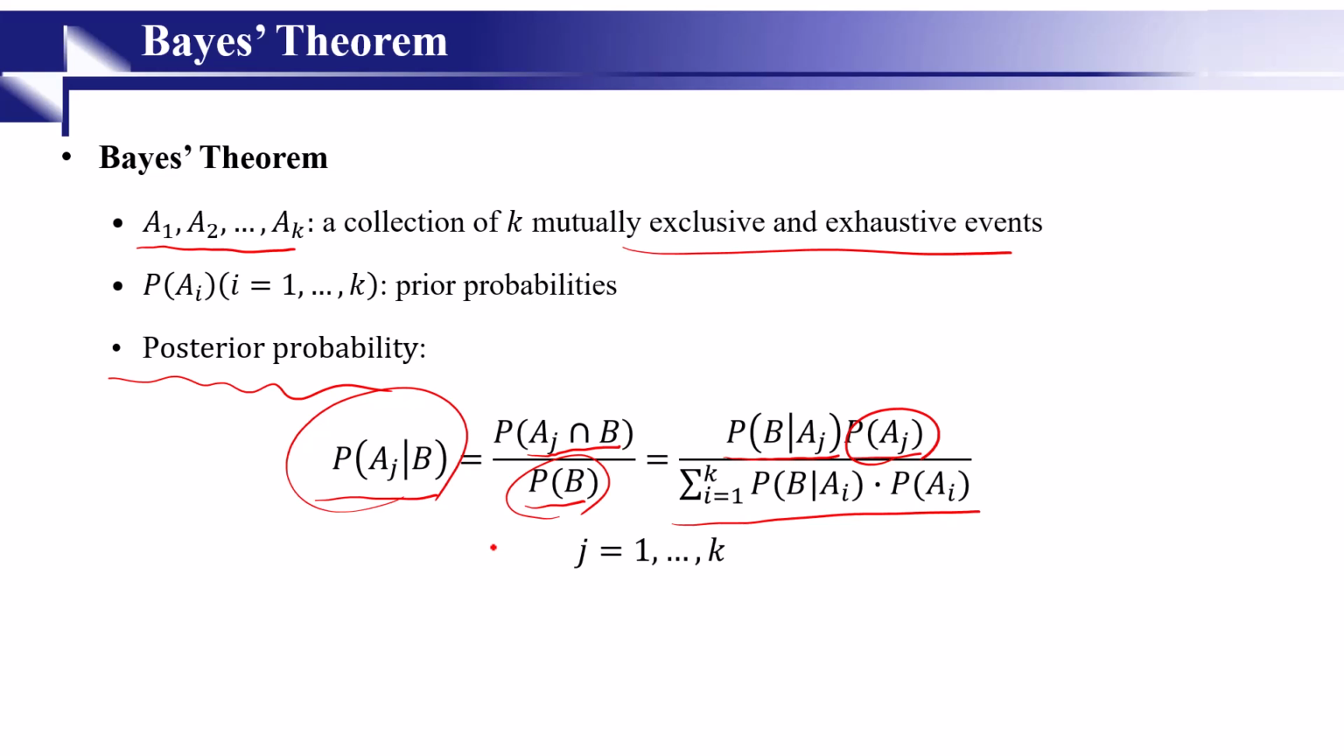It's like detective work. Given the evidence B, what is the chance of a specific cause Aj? So this Aj is a reason, this is a cause, right? And this probability of B is the evidence, right? All together we call it the posterior probability. We will explore this more later.